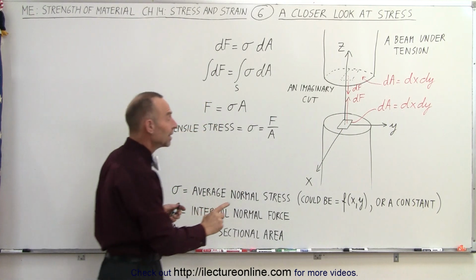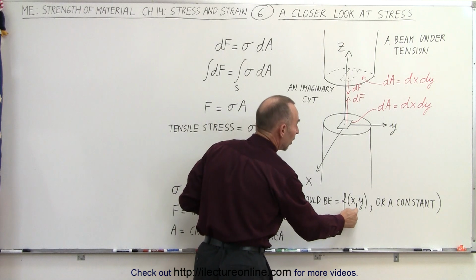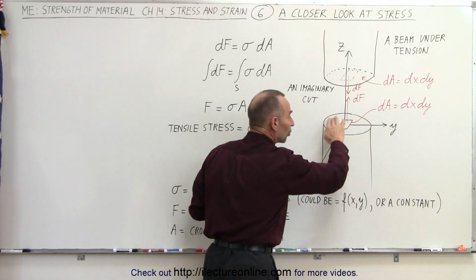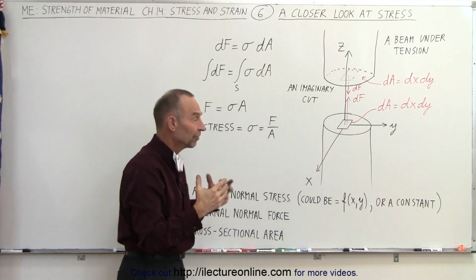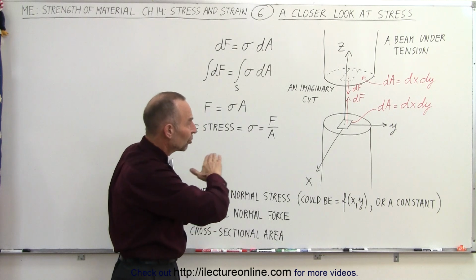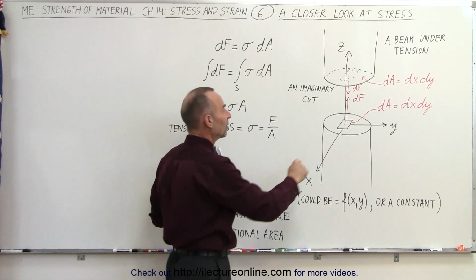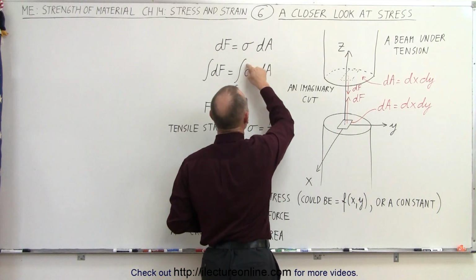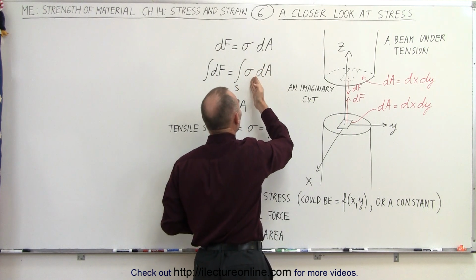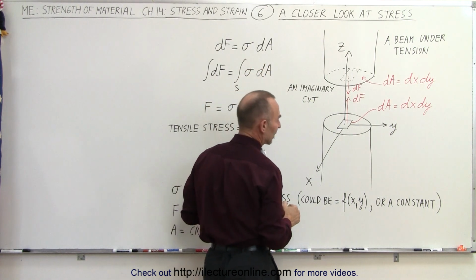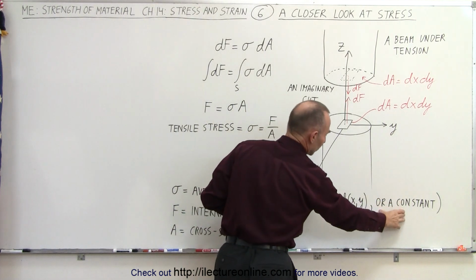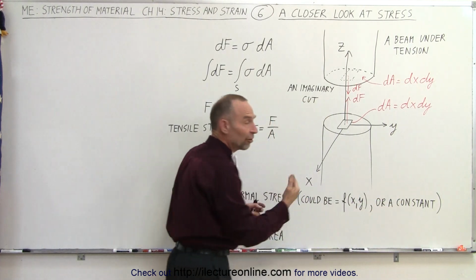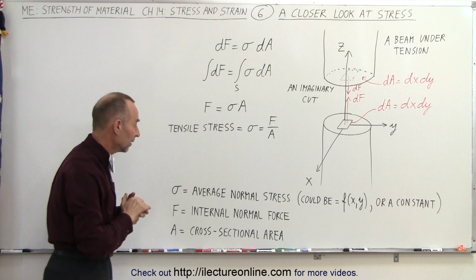However, it could be that sigma is a function of x and y, because of the material there may be different strengths or different kinds of properties throughout the cut. Then we have to take that into account, and therefore sigma would be inside the integral sign instead of being able to move it outside. So either sigma is a constant or sigma can be a function of x and y across the cut.